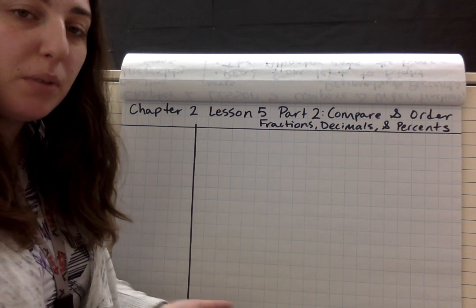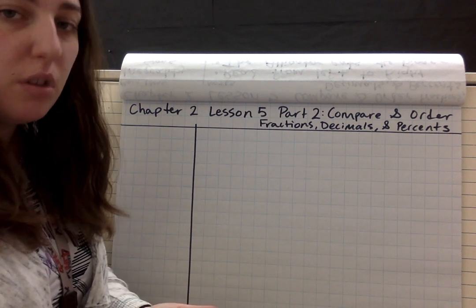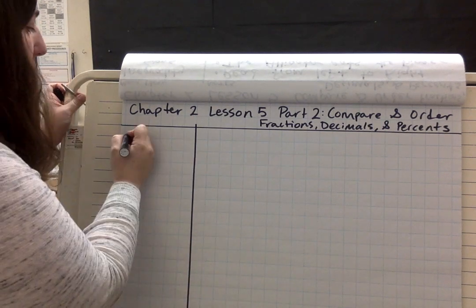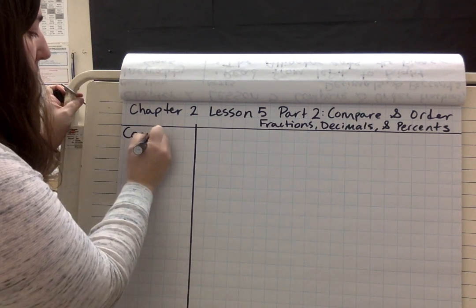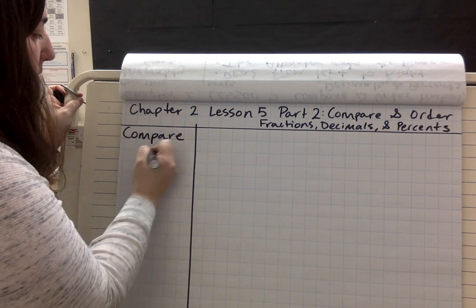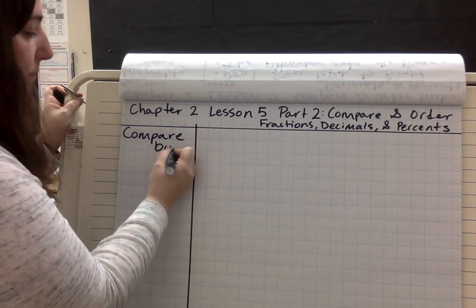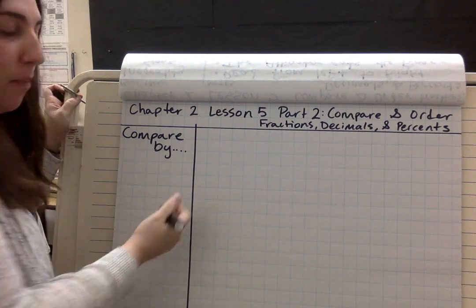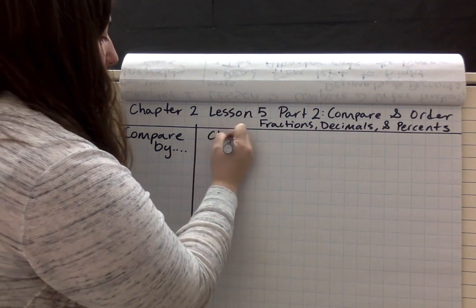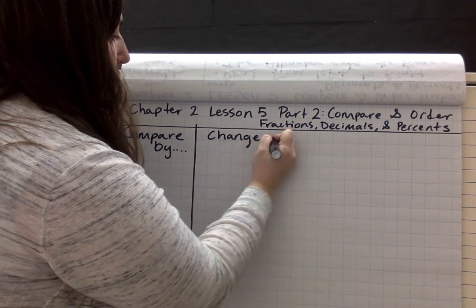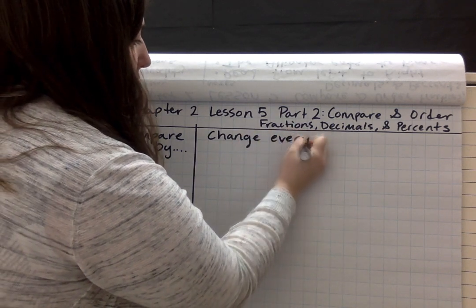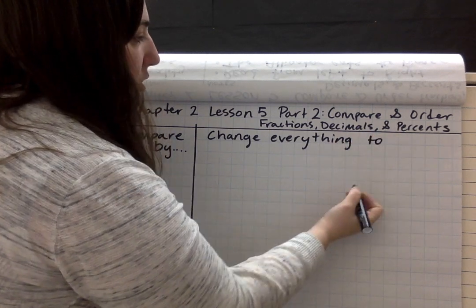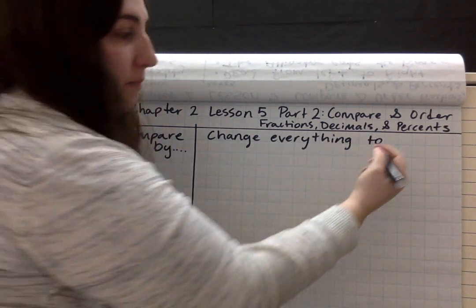And we might be given percents. We need to turn those into decimals as well. So let's start. So our second strategy is going to be to compare by changing everything to decimals.